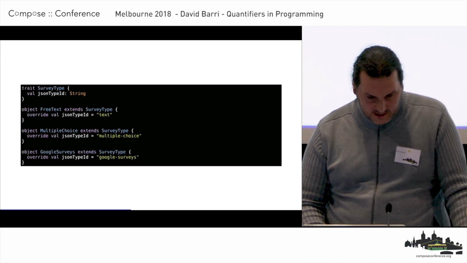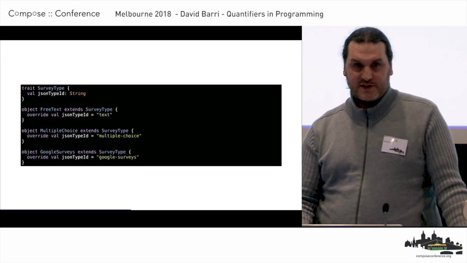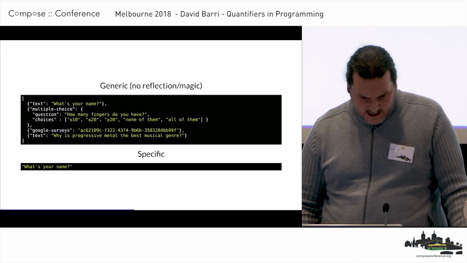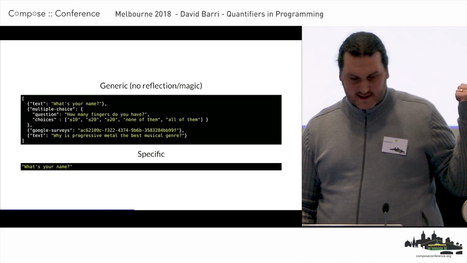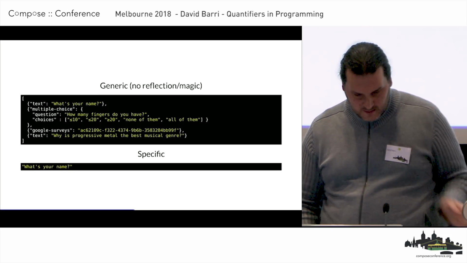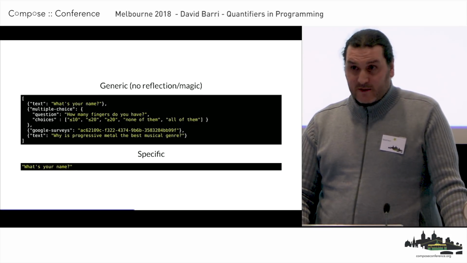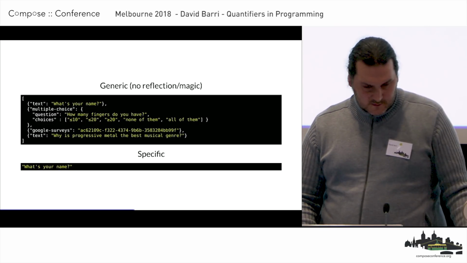So, very easily solved. Let's declare that all survey types have to declare a JSON type ID, which is just a string. And now we can generate JSON like this, and it's much clearer and unambiguous. So already we're getting some benefit out of modeling things this way.